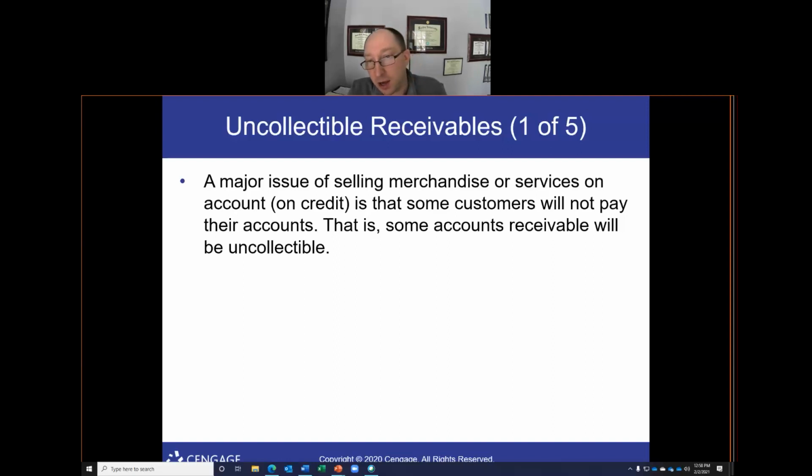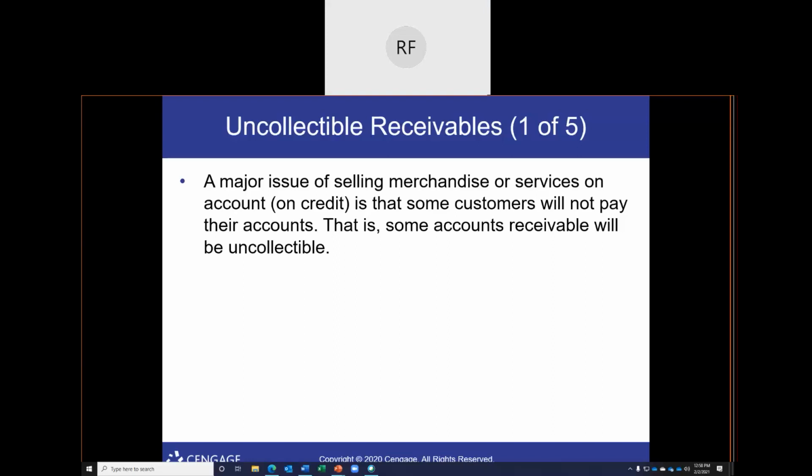Issues with selling on credit or on account. Sometimes the customers don't pay you. You know what I mean? It's like, I sold you that phone from my store on account, and you said, hey, I'll pay you back in 30 or 60 days. Great. And then you don't do it. Yeah, go ahead, Richard. Sorry to interrupt.